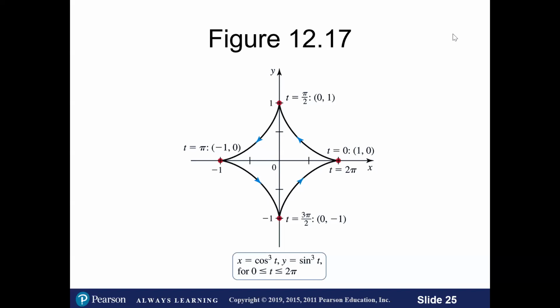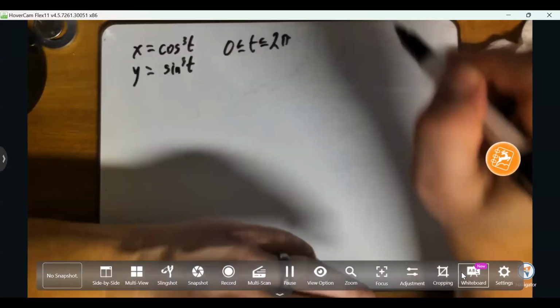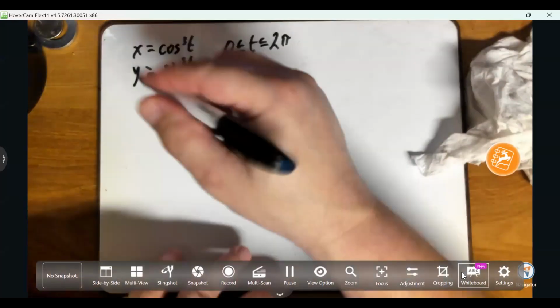For this example, we'll look at a type of curve called an asteroid. So this is a curve that looks like so. And so we have the parametric path, x equals cosine cubed t, y equals sine cubed t, where t goes from 0 to 2 pi. And we want to know the length of this path. Now, a word of warning on this. Well, first let's do this real quick, and then we'll talk a little bit.